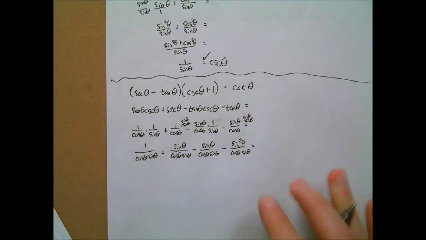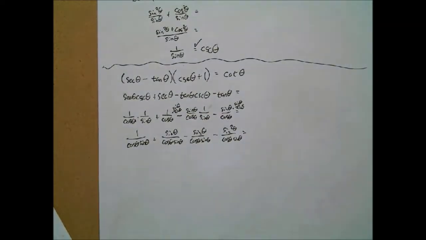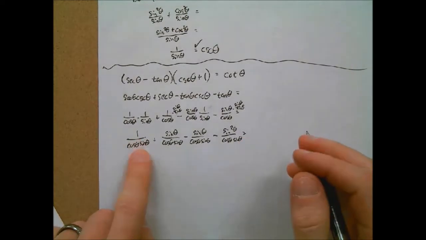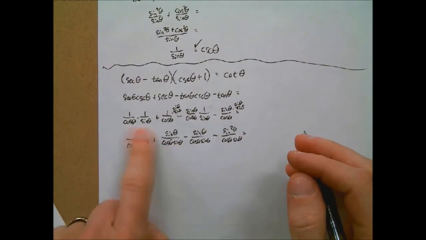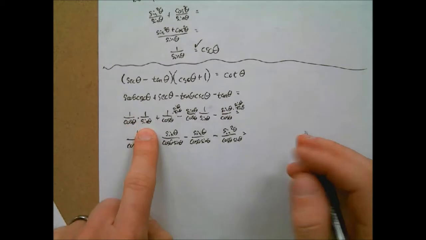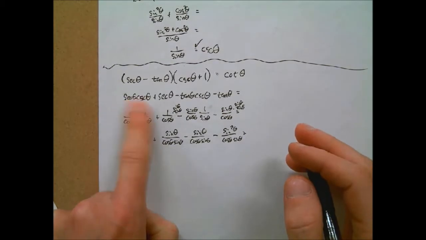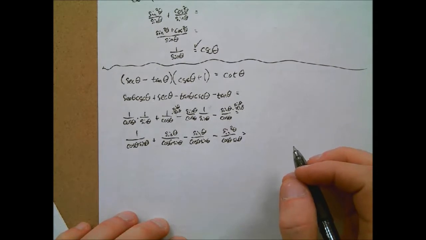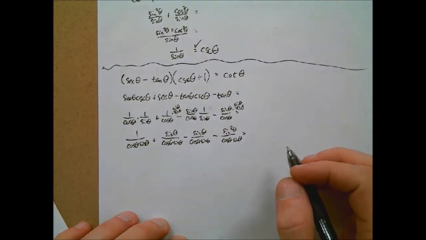It's almost like the way it's supposed to be solved. Wait, that first one? Which one are you asking about? The first term, right here? No, the one right above it. Oh, here? What does that say? 1 over cosine, 1 over sine. Because I changed the secant and cosecant to the reciprocal identities there. Okay.